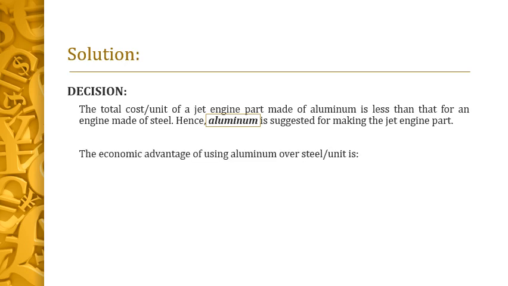For the second question, the economic advantage of using aluminum over steel per unit is simply the difference between the total cost per unit, which is equal to 412.25 pesos minus 246 pesos. Using your calculator, that should be equal to 166.25 pesos. So these are our final answers.